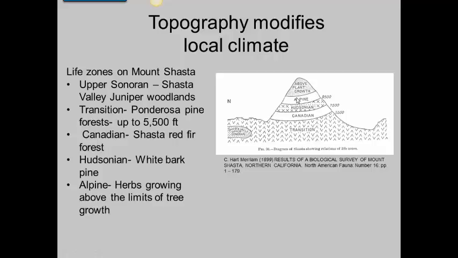Some people would refer to that as an alpine tundra, where you have herbs growing above the limits of tree growth. So the climate is such that trees can't survive, but there are some herbaceous plants that can survive in the alpine tundra. So this concept and the dramatic changes that we see in plant communities as we walk up a mountain like Mount Shasta show what a dramatic effect topography can have on local climate and how that has a huge influence on the plant community.